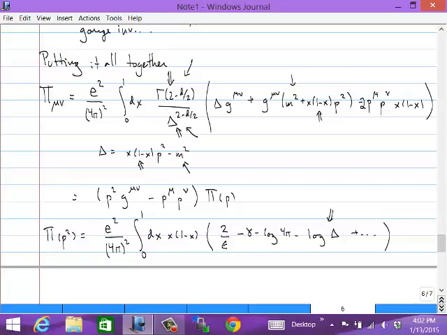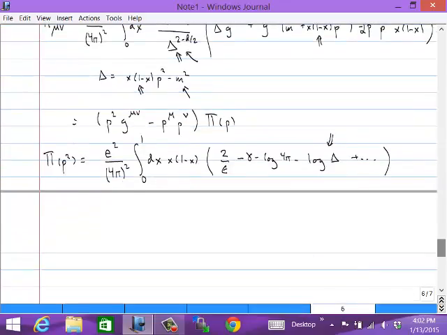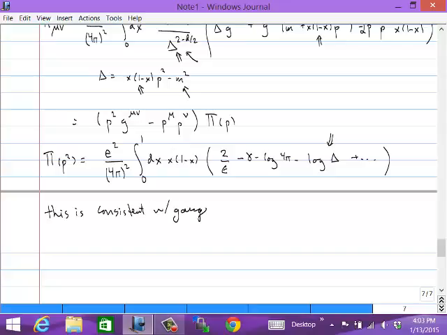So the first thing that we should be proud of is that we get an answer consistent with the Ward identity, consistent with gauge invariance. So the answer is consistent with gauge invariance. And as expected, pi has a divergence. Pi is naively divergent. The photon self-energy is naively divergent.